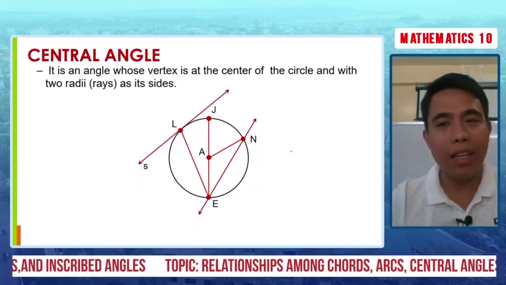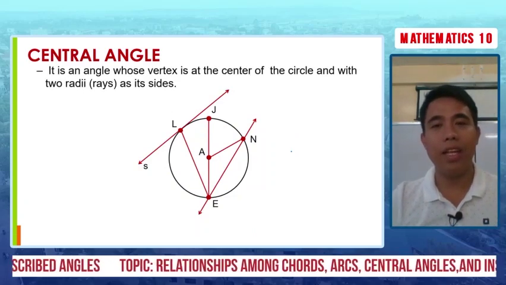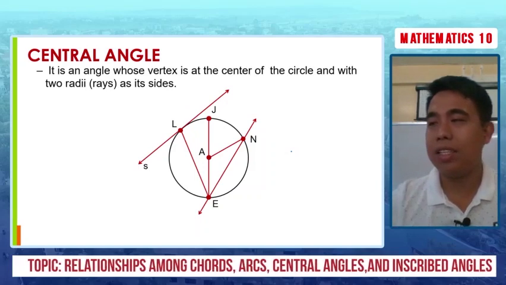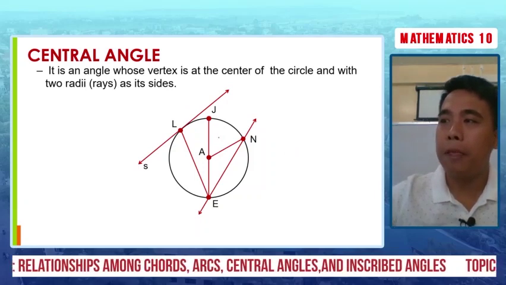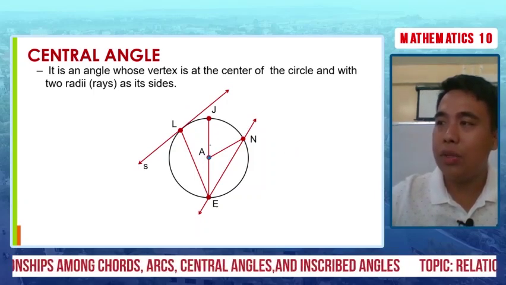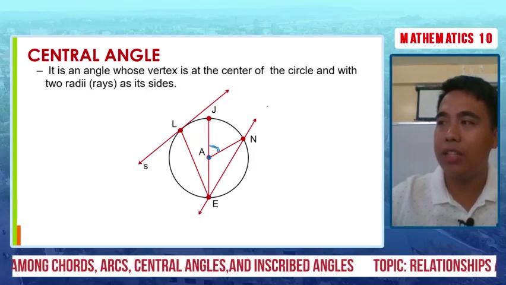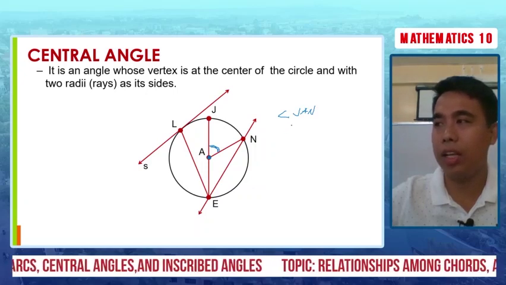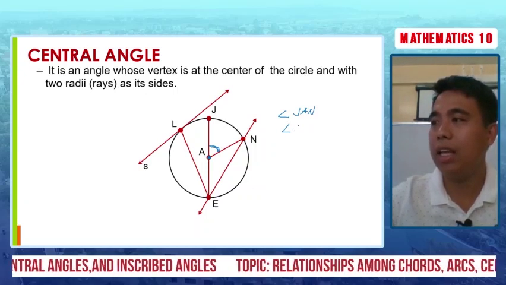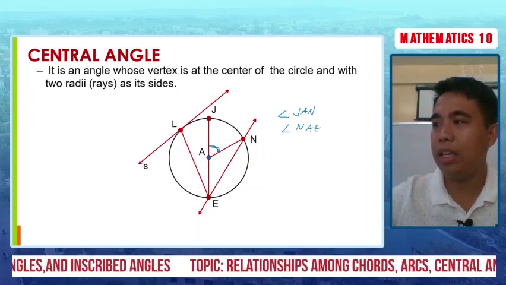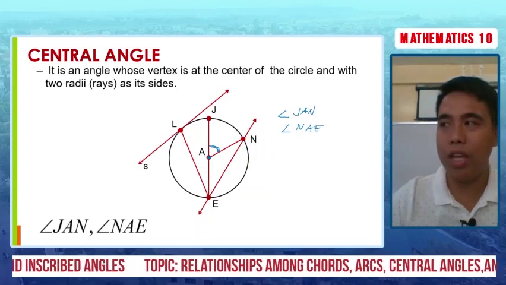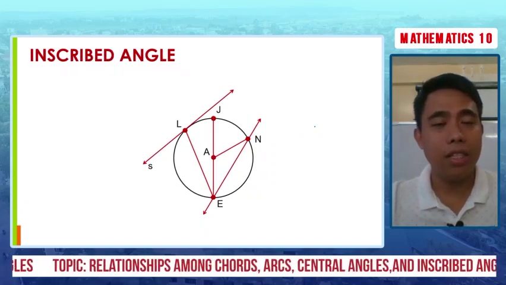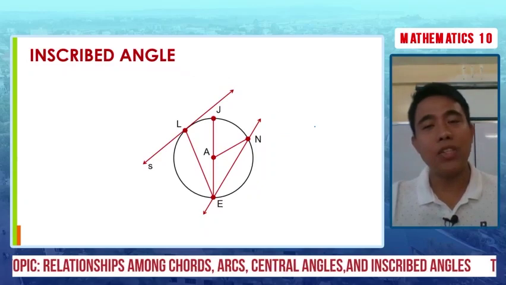So it is an angle whose vertex is at the center of the circle and with 2 radii or rays as its sides. So yung vertex daw nasa center, so this is a central angle. So angle J-A-N is a central angle. Another central angle is angle N-A-E. I-check natin kung tama. J-A-N, N-A-E. Okay, very good.